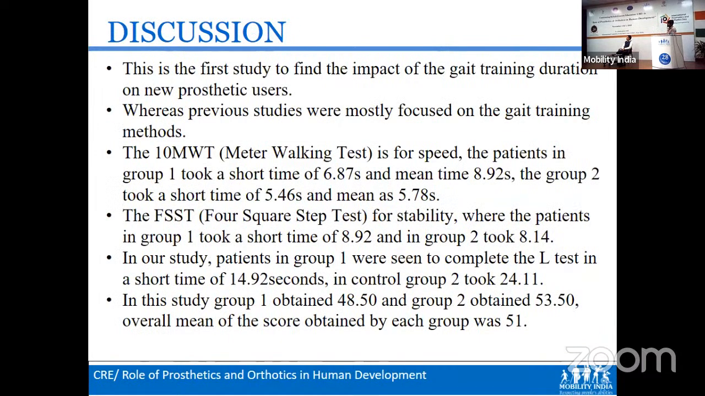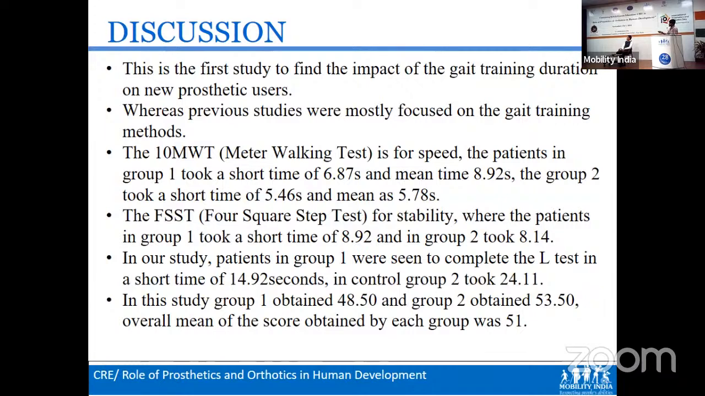As this is the first study to look at the impact of gait training duration on new prosthetic users, whereas previous studies mostly focused on gait training methods, and no gait training duration was followed in those studies. The outcome measures were split into speed, mobility, balance, and stability. The 10-meter walking test is for speed.